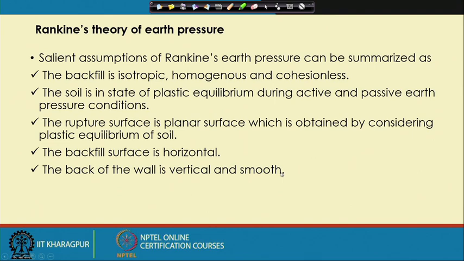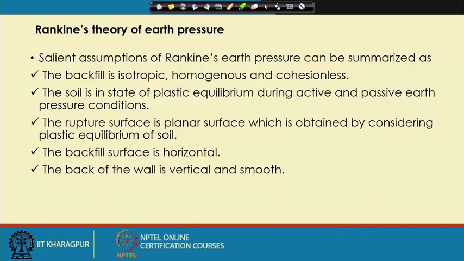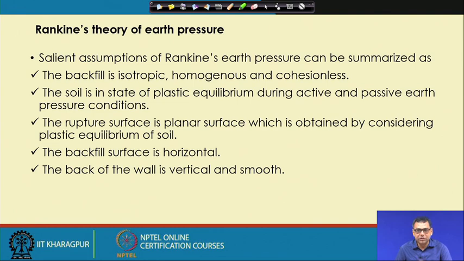Next we will discuss the active and passive earth pressure. There are two very popular theories. The first one is Rankine's theory of earth pressure. There are some assumptions behind these theories. The first assumption is that the backfill is isotropic, homogeneous and cohesionless. The backfill means the soil which is retained by the earth retaining structure. So that soil is cohesionless.